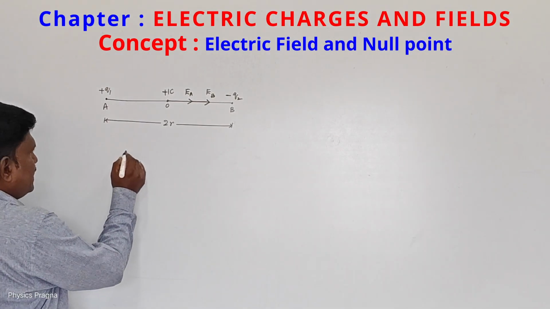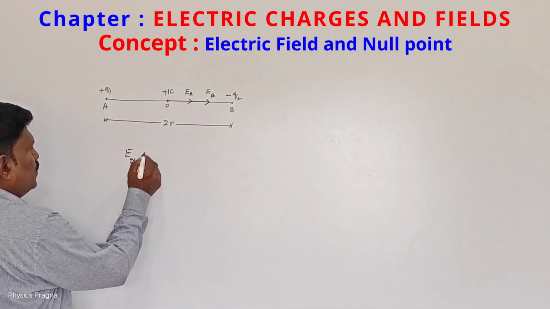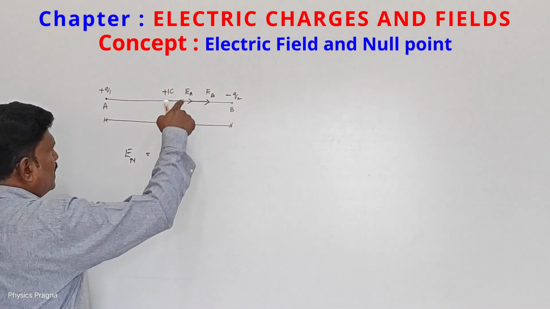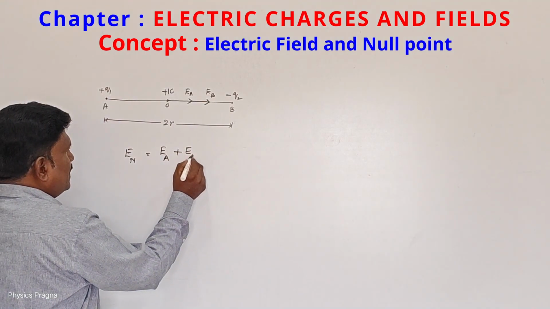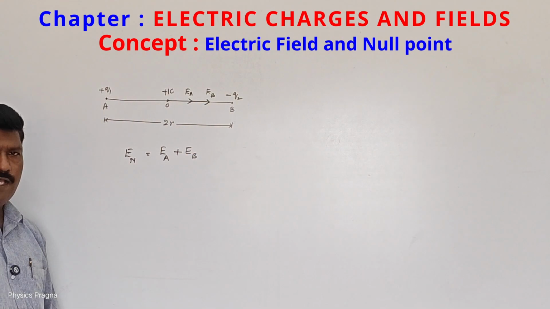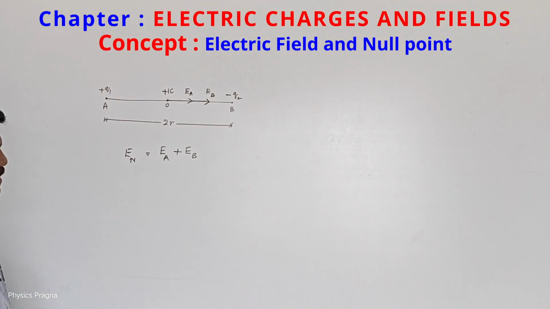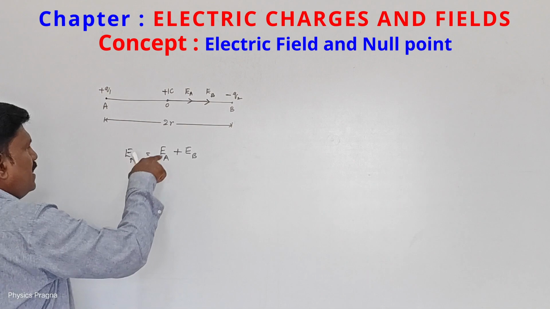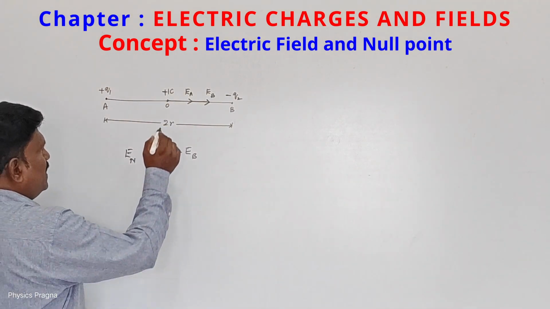So now the net electric field at O is equal to E_A plus E_B, because both are in the same direction. If they are in opposite directions, then obviously you take a negative there. Both are in the same direction, so the net is the addition of the two electric fields.